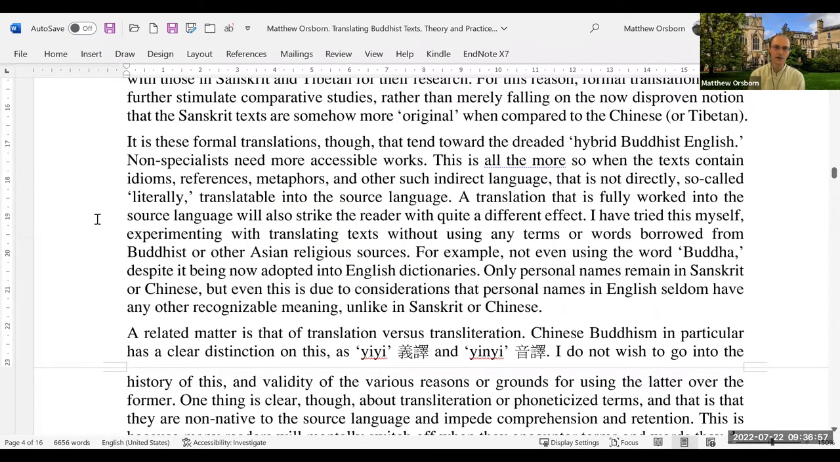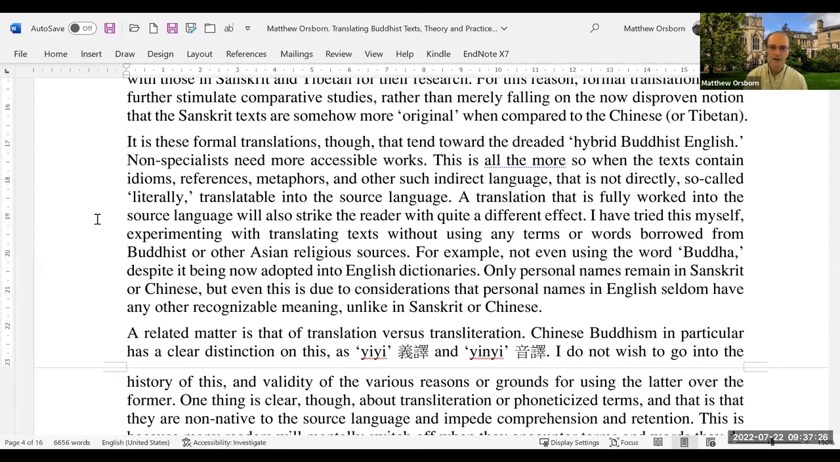It is these formal translations, though, that tend toward the dreaded Buddhist hybrid English. Non-specialists need more accessible work, and this is all the more so when the texts contain idioms, references to other cultural elements, metaphors, and other indirect language that is not directly, so-called literally, translatable into the target language. A translation that is fully worked into the target language will also strike the reader with quite a different effect.